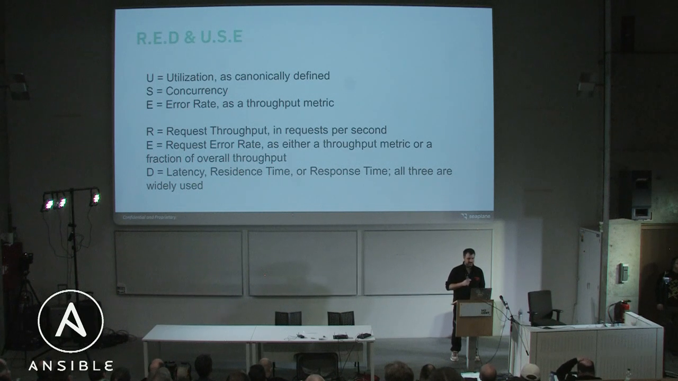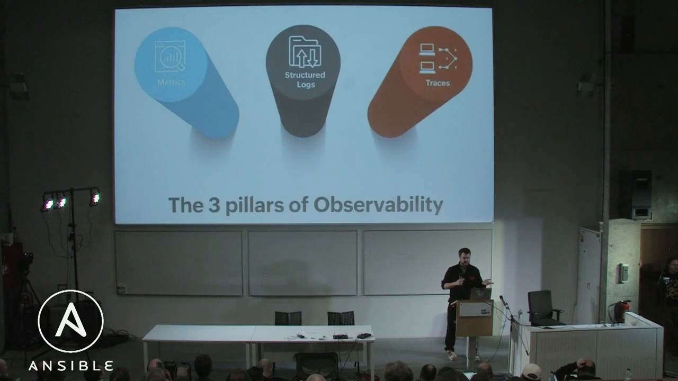And he basically came up with a pattern called RED or USE, depending on who came up with it at the same time. Basically, okay, are we looking at utilization? Is my concurrency still doing what I'm supposed to be doing? And in the end, it all boils down to the three pillars of observability, right? Can we actually see what's supposed to be going on?